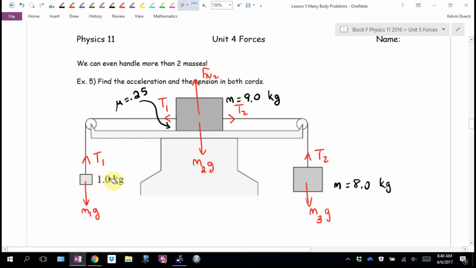How big? 1 kilogram. How big? 8 kilograms. Is this going to slide down and pull this up? Or is this going to slide down and pull this up? Which is the bigger mass? The 8 kilogram is much larger than the 1 kilogram. It's going to yank this one down and lift this one up, which means which way is this going to slide? To the right or to the left? Right. Which way is friction going to point then? To the left. Yes. See how we put that together?